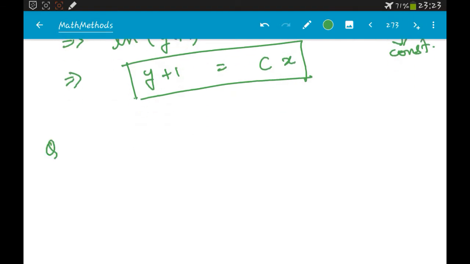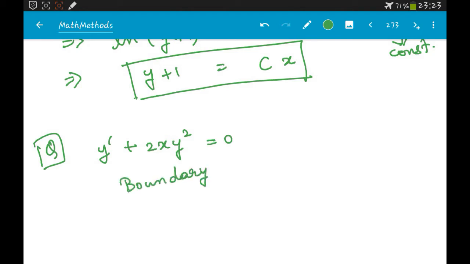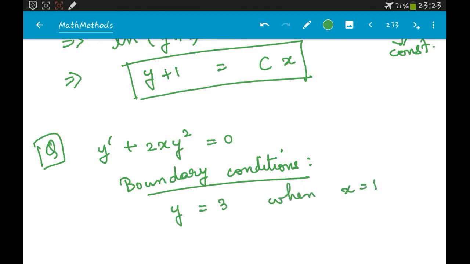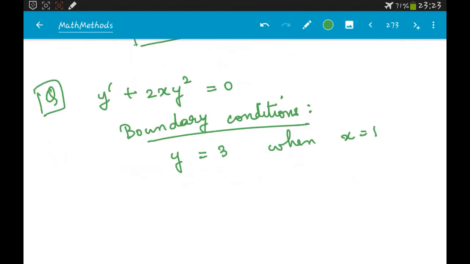Let's look at another equation. We have y dash plus 2xy square is equal to 0, and we are given boundary conditions. What are the boundary conditions? That y is equal to 3 when x is equal to 1. So this is a boundary condition that has been given to you. So let's solve this equation.